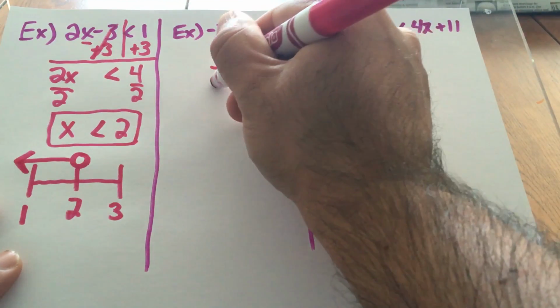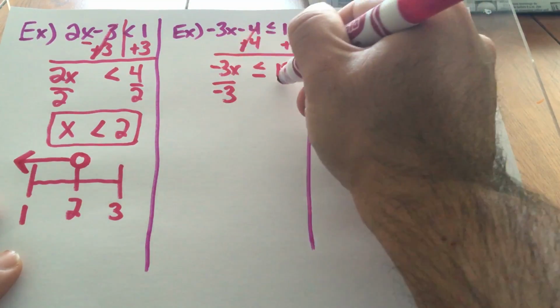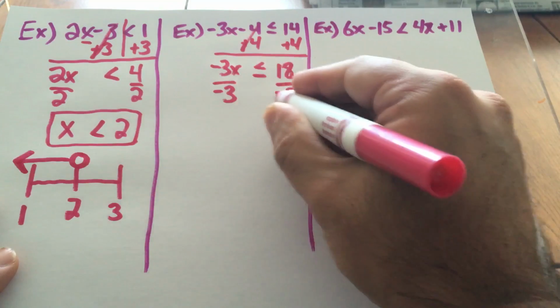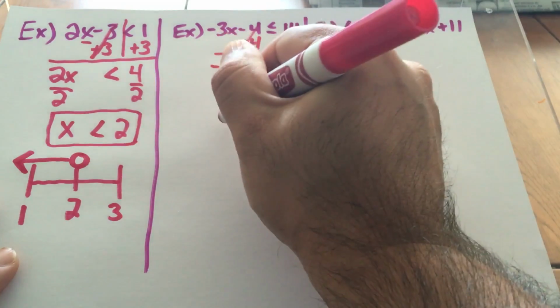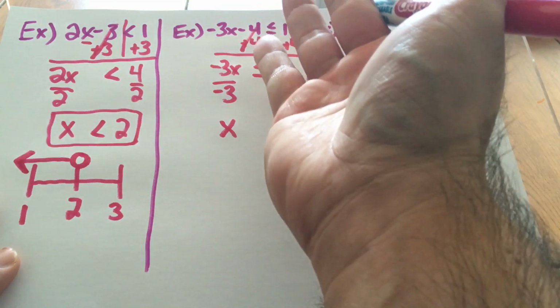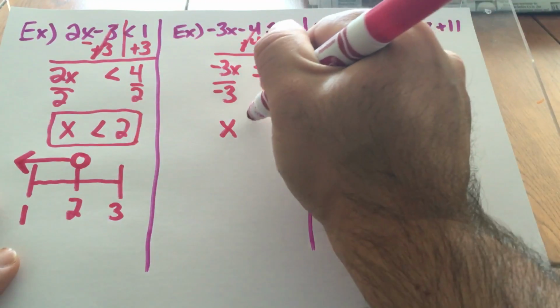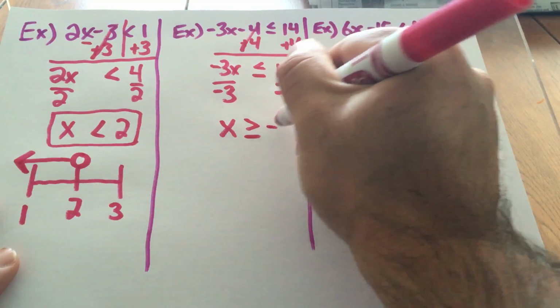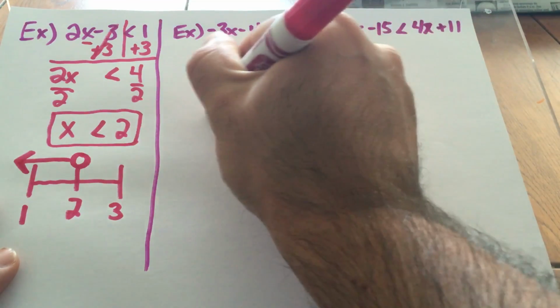Now notice to get x by itself, I have to divide both sides by negative 3. And look what happens here. I'm dividing both sides by a negative number. So remember that rule: I have to flip the direction of that inequality. So I'm going to take it, flop it over, and it becomes greater than. 18 divided by negative 3 is negative 6.